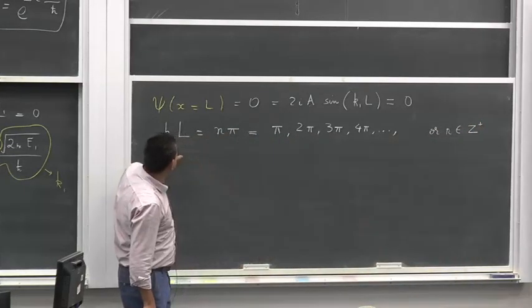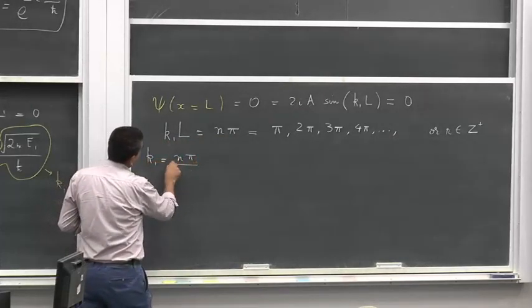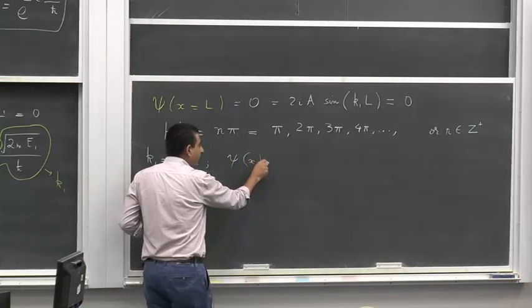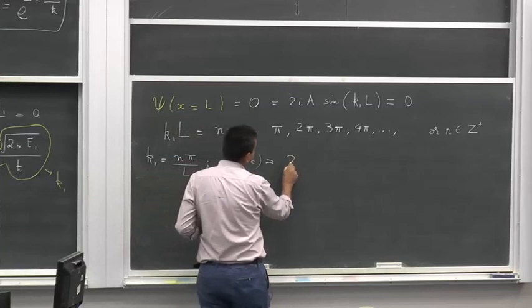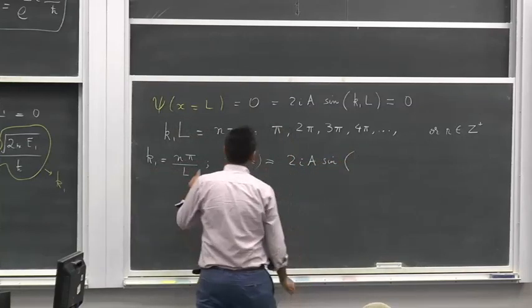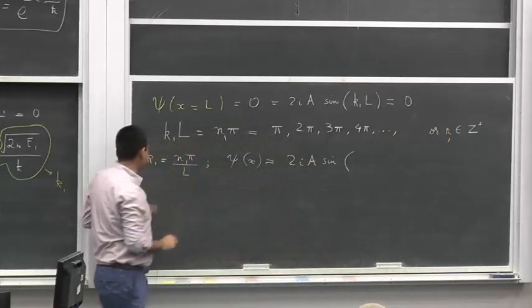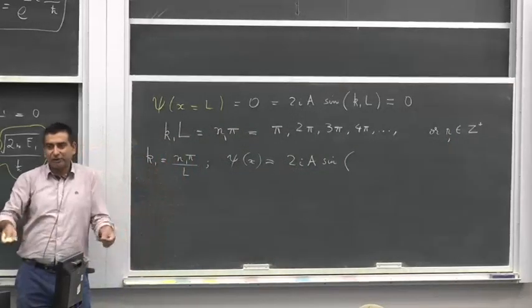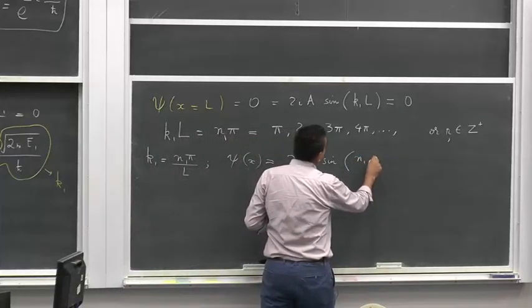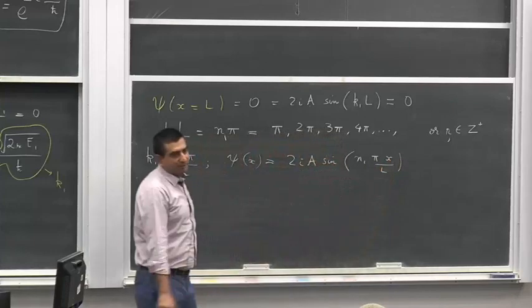So I have constrained the value of k1. Now my k1 is quantized as n pi over L, which means that my wave function component along the x-axis is just 2ia sine of n1 pi x over L, because I'm using k1, n1. This is the x component of the wave function.